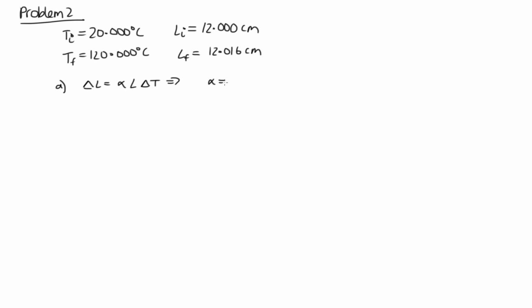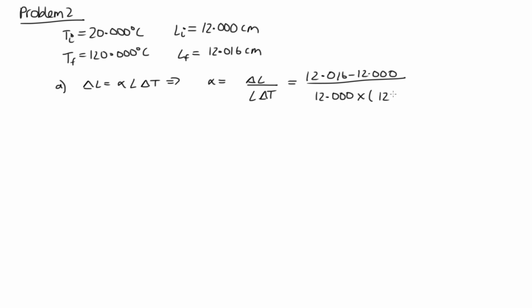So this tells us that alpha is equal to the change in length over the initial length times the change in temperature. So substituting in the change in length, it's 12.016 minus 12.000, so there'll be 0.016, divided by the length, which is 12. This is in centimeters and this is in centimeters, so those units cancel out. We didn't need to convert to meters, times the change in temperature.